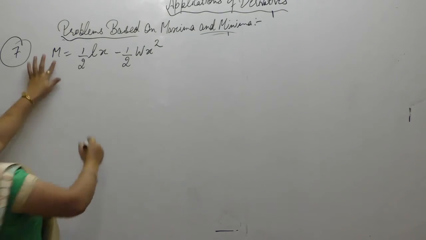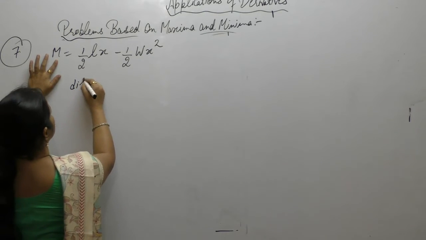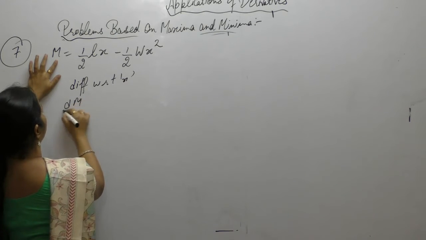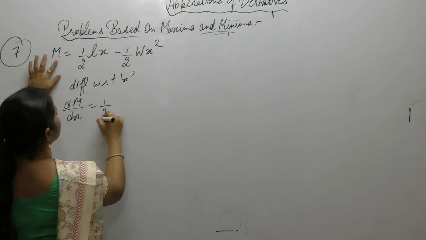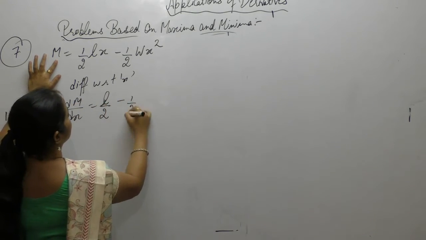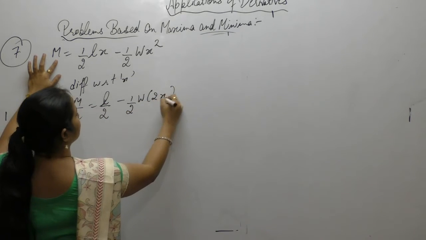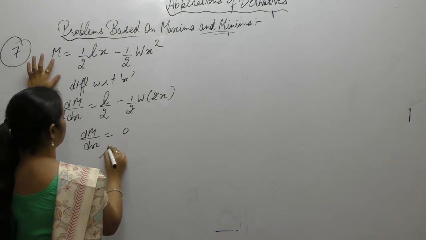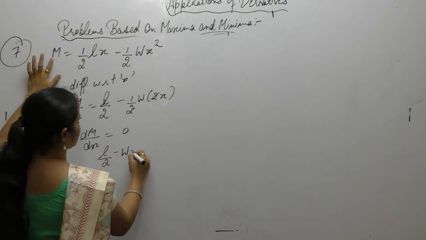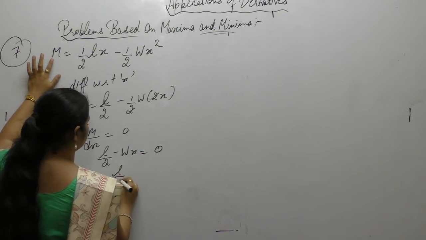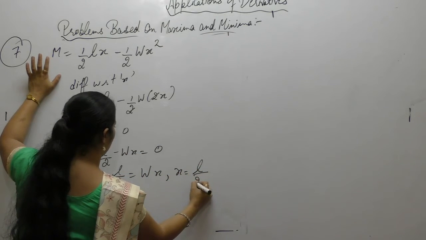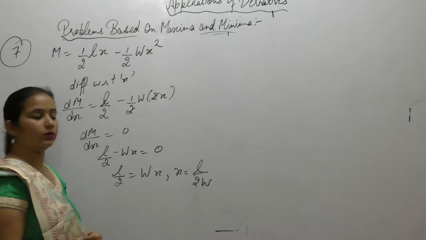So, differentiate this with respect to x. dM upon dx: derivative of x is 1, derivative of x square is 2x. Put first derivative equal to 0. L by 2 minus Wx is equal to 0. From here x is equal to L upon 2W.